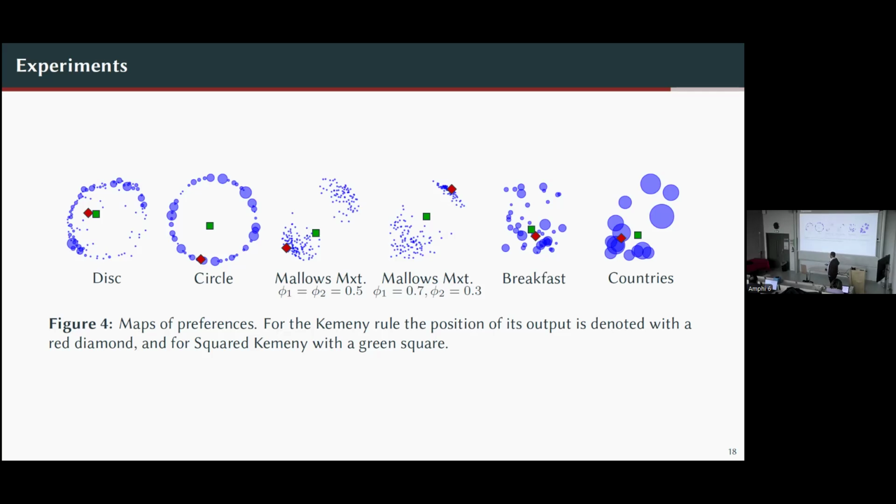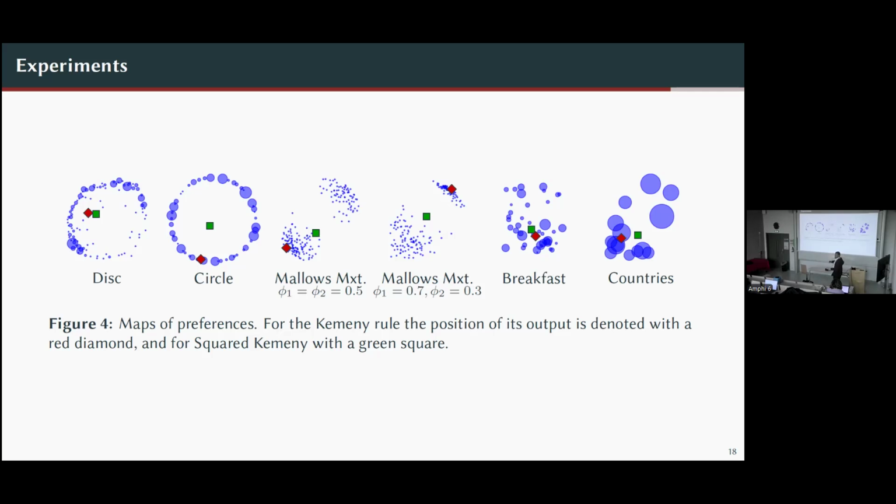So the circle one is very similar, a random distribution, but this time we don't have the disk, we only have the boundary of the disk. And there we actually have quite an interesting phenomenon where Kemeny is on some point on the boundary and Squared Kemeny is in the center of the circle. Now, why is that?